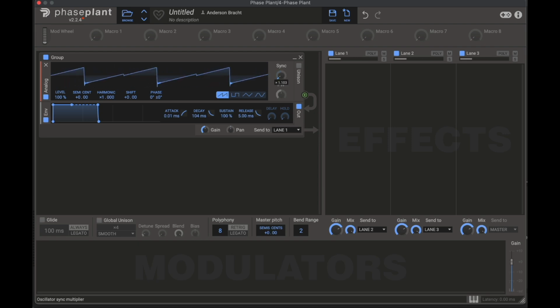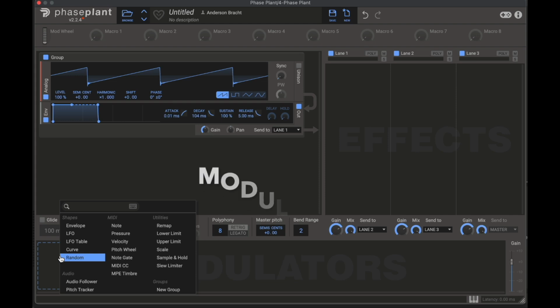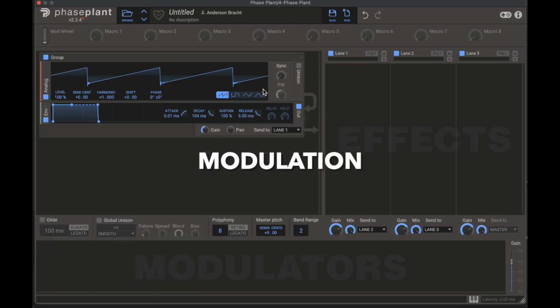A way you can use sync or any other controls on this oscillator to shape the sound over time is by modulating that particular control. That is, by modulating the setting of that control. You can change a setting or a control over time by using modulation.